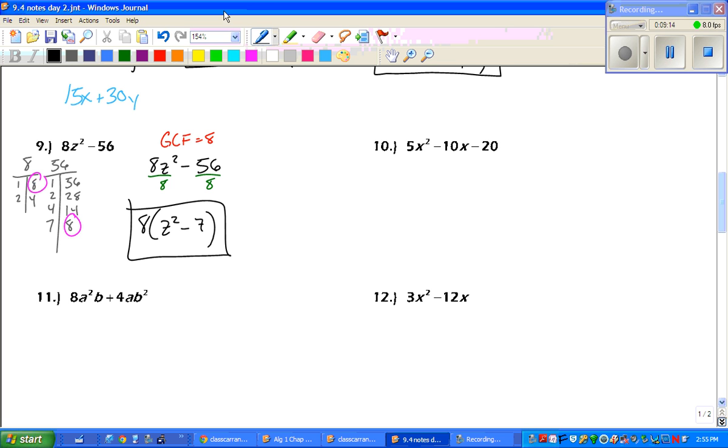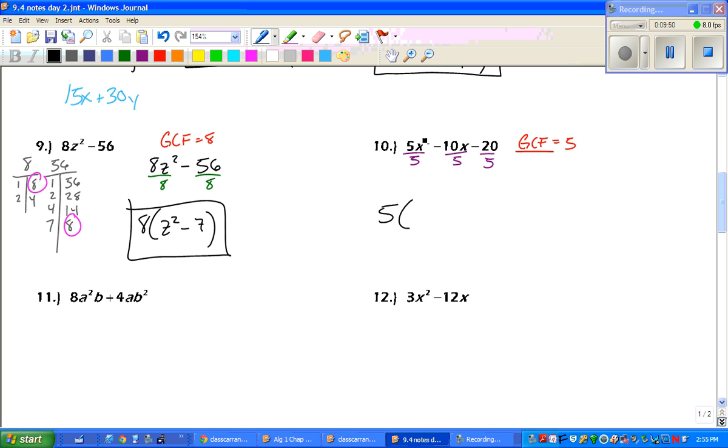All right, now look at 10. My GCF is 5, okay? Because 5 goes into all of those. Now, am I going to put a variable with this? Well, no, because 20 doesn't have a variable, so it's not in common, so I can't do that. So let's divide everything by 5.